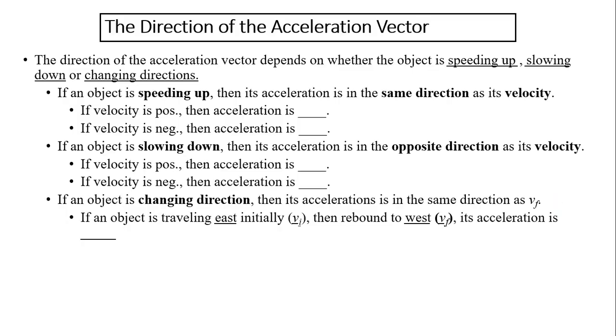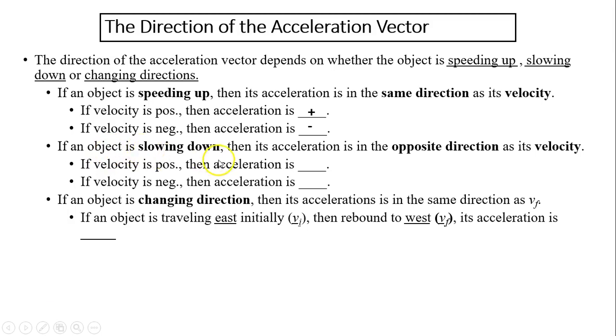Direction of an acceleration vector. The direction of the acceleration vector depends on whether the object is speeding up, slowing down, or changing direction. If the object is speeding up, then acceleration and velocity have the same direction. So if velocity is positive, acceleration has to be positive. If velocity is negative, since they have to be the same, acceleration has to be negative.